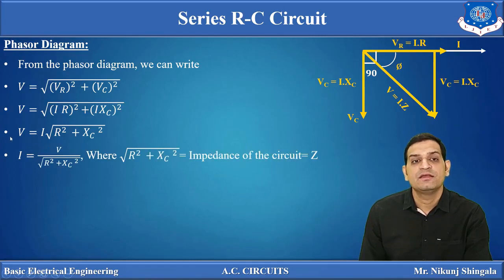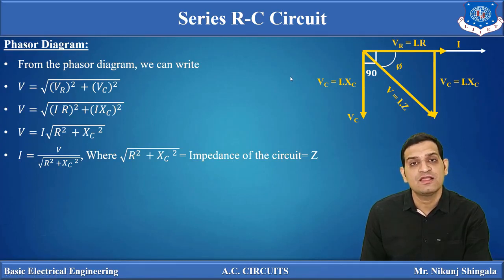So I, that is the resulting current, can be written as V divided by square root of R square plus XC square, where square root of R square plus XC square is nothing but the impedance of the circuit, which is represented by Z. So this is how we can find out the expression of resultant voltage and resultant current from the phasor diagram, as well as the phase angle between applied voltage and resultant current for the series RC circuit. And the impedance which we are getting for the series RC circuit is Z is equal to square root of R square plus XC square.